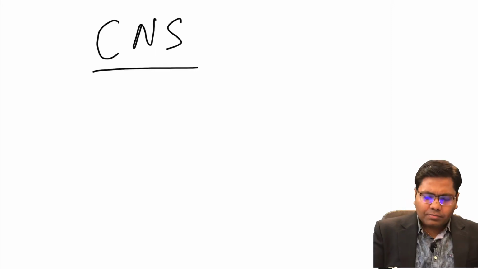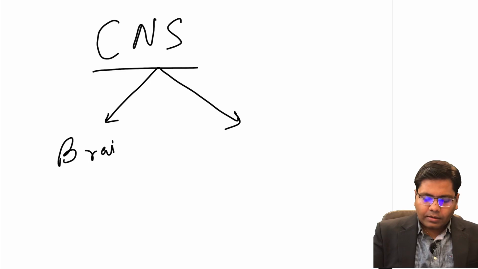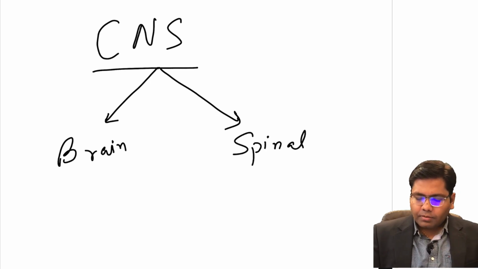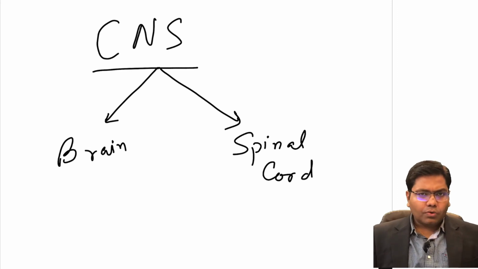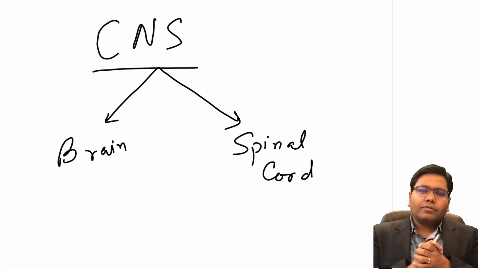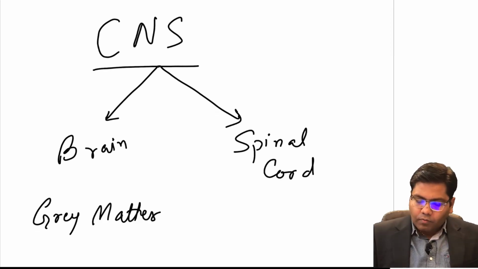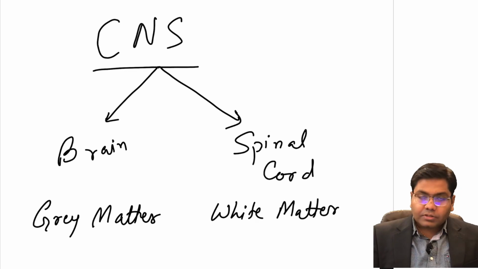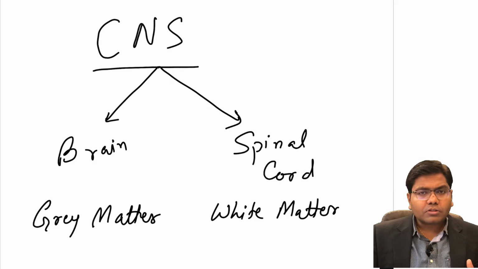You already know that the central nervous system is divided into brain and spinal cord. And as you all know, the brain and spinal cord have two major divisions in them. When you talk about the central nervous system, you always have to learn things in terms of gray matter and white matter. What is this gray matter and what is this white matter? You need to understand this concept very well.